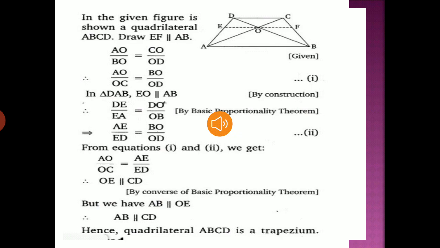Now, from equations 1 and 2, we will get AO by OC is equal to AE by ED. Now, in the figure, AO by OC is equal to AE by ED. It means that EO is parallel to DC by the converse of the basic proportionality theorem. So, EO is parallel to DC, but EO is parallel to AB according to the construction. Therefore, AB is also parallel to CD. So, AB is parallel to CD means ABCD is a trapezium.